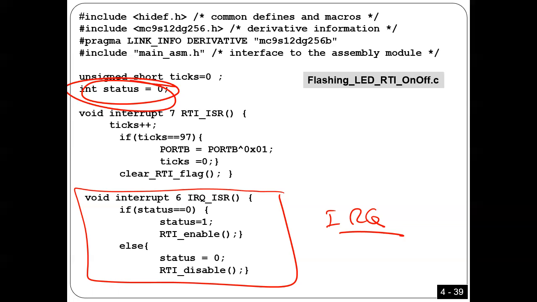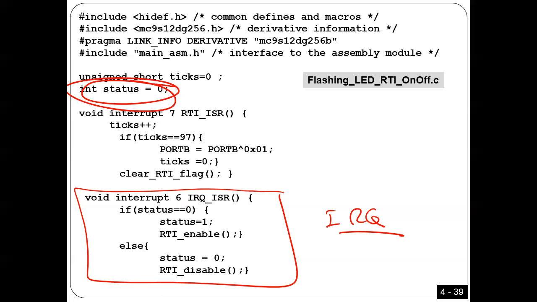This variable is similar to what you did in the last lab, when you had a variable to tell you if the LCD is on or off, and you had to check the variable. It's the same thing here. I'm going to use a variable, and I'm going to call it status. You can call it whatever you want.